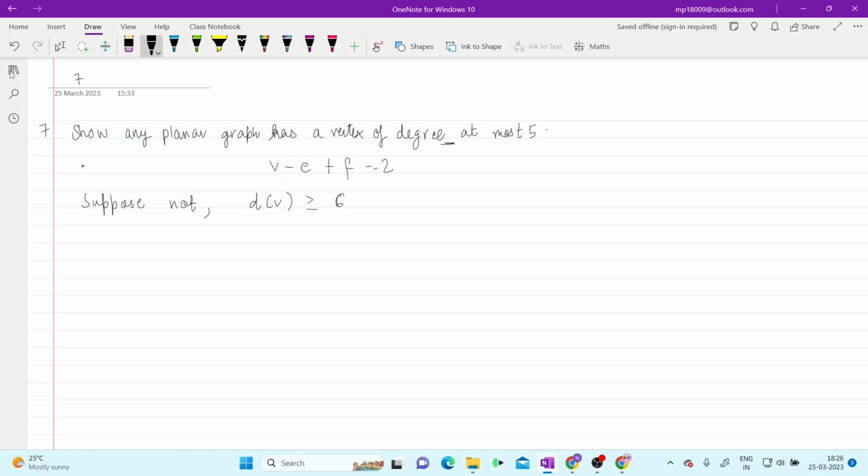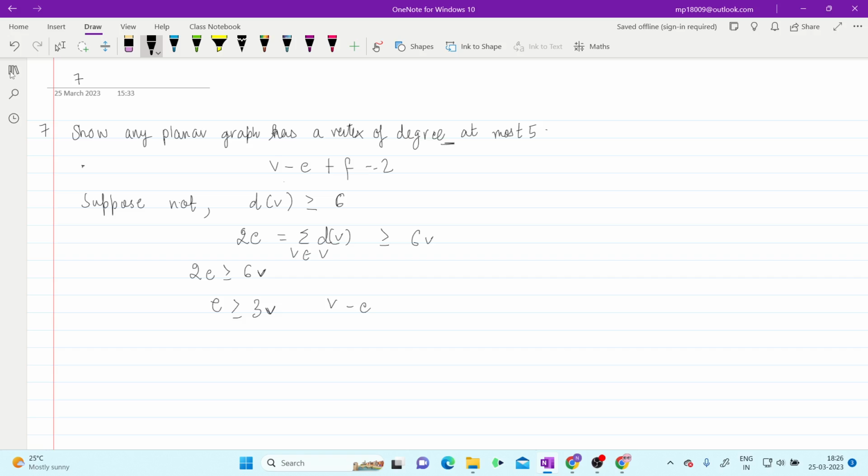Now if the degree of each vertex is greater than or equal to 6, then what is the number of edges? 2E is equal to the sum of d(v) over v in V. Each degree is at least 6, so we get that 2E is greater than or equal to 6V. So E is greater than or equal to 3V.